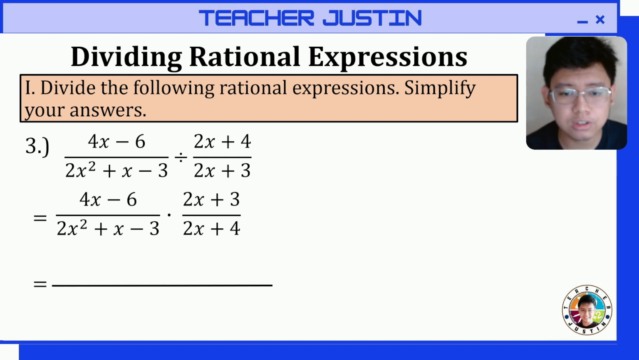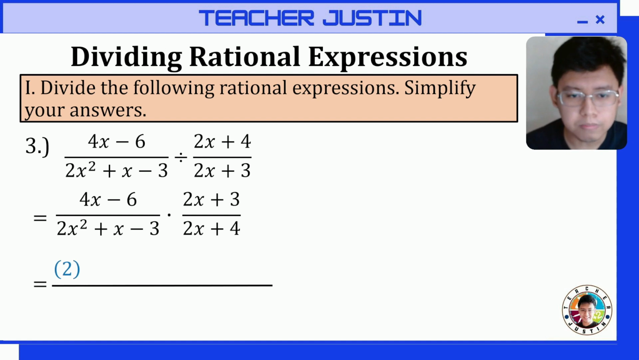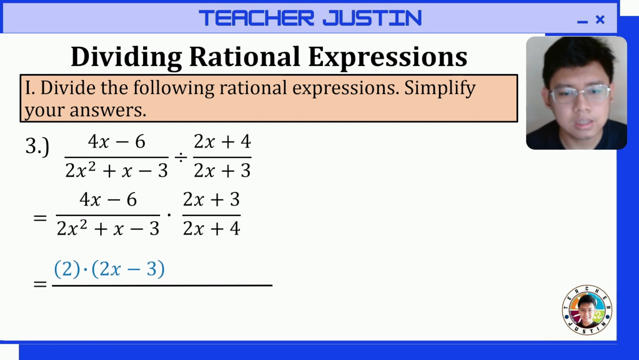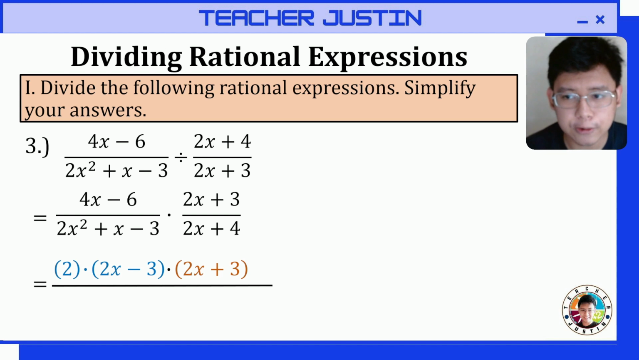So, the common factor is 2, and the other factor will be 2x minus 3. Then let's go to the second numerator. The factor will just be 2x plus 3 since it has no other factor.